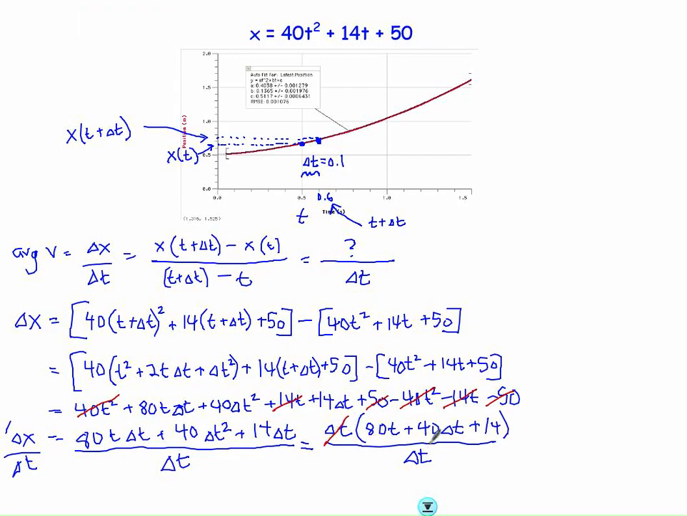There's a delta t there. There's a delta t there. What's our final solution here? This is the formula for the average velocity. It's 80t plus 40 delta t plus 14. That's our formula for the average velocity. Let's take a look at that.